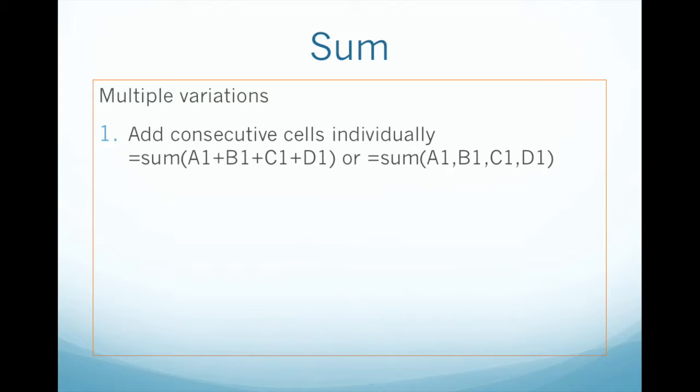So when we want to add up cells, we use the sum formula. There's multiple variations of this formula. Firstly, we can add consecutive cells individually by typing in equals sum and typing in the cells or clicking on the cells. Or we can write sum with a comma in between each cell.